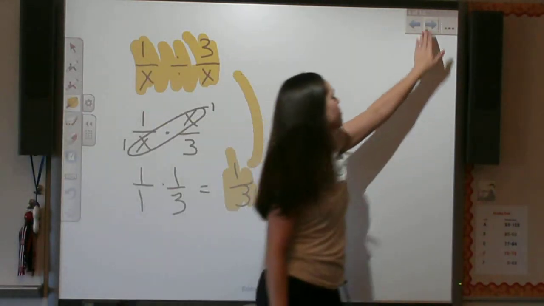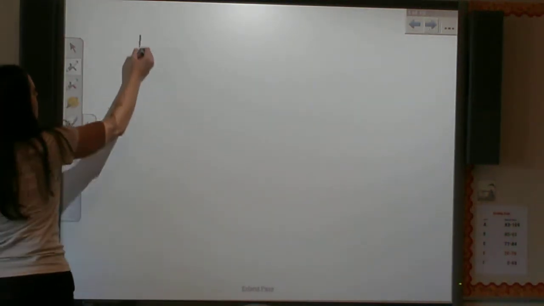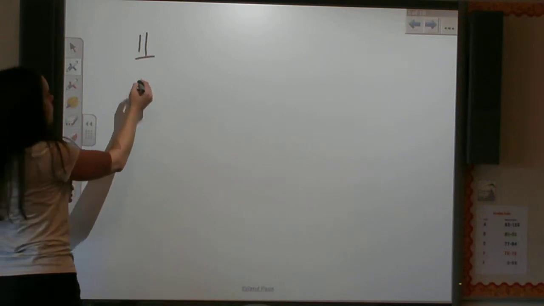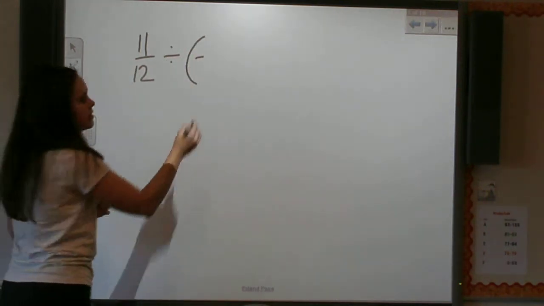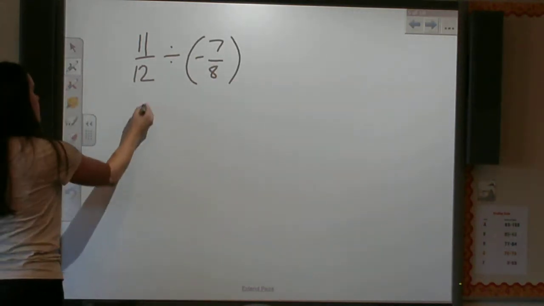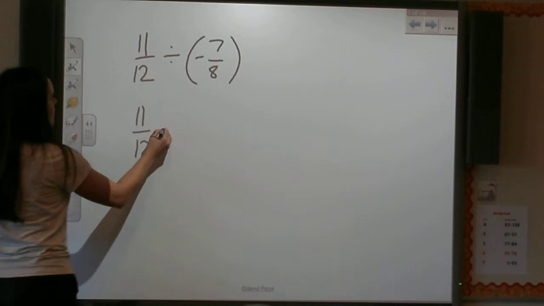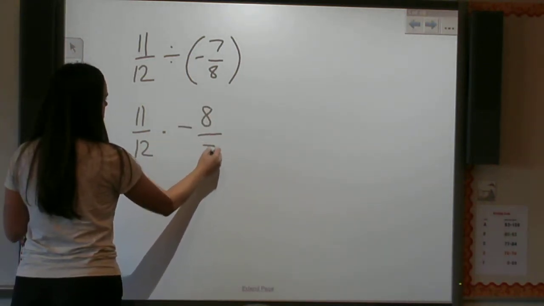Let's do one more, and we'll be done. So 11 over 12 divided by a negative 7 over 8. Okay, so 11 over 12 times a negative 8 over 7.